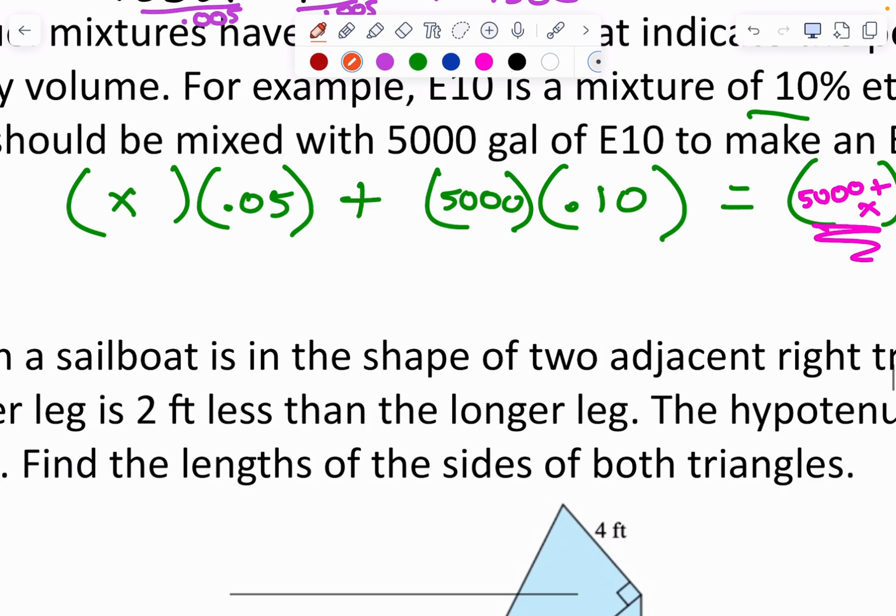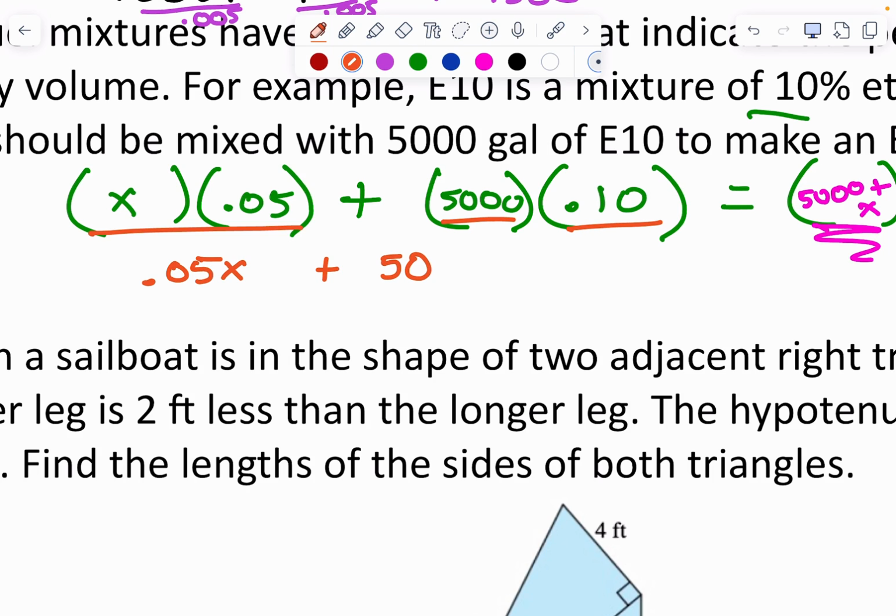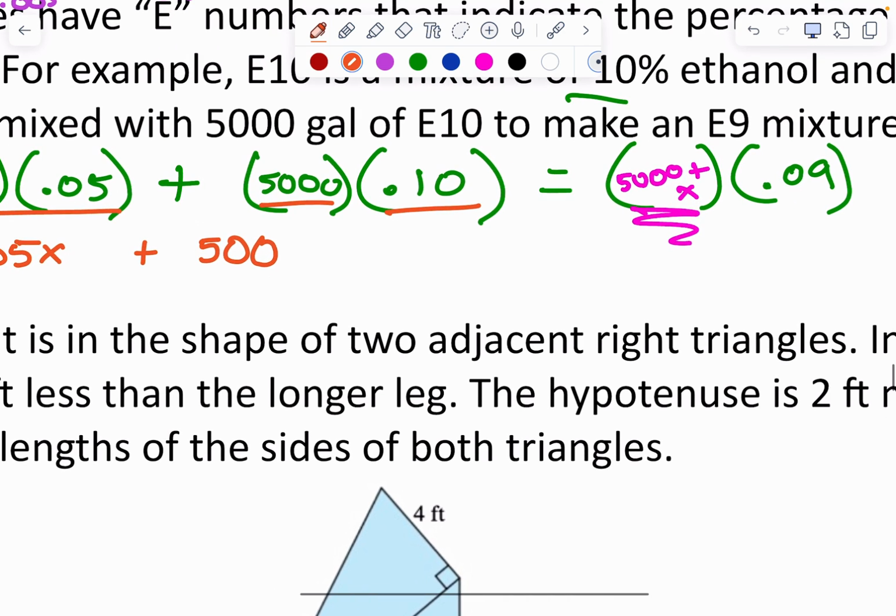All right. This one, 0.05x plus, what's 5,000 times 0.1? 500? You move the decimal. It's 500. You're just moving the decimal. And then 0.09 times 5,000 is 450. Is that true? Yep. 450?